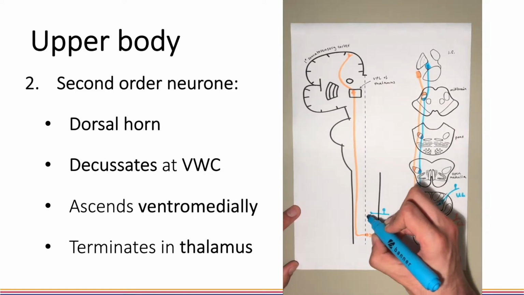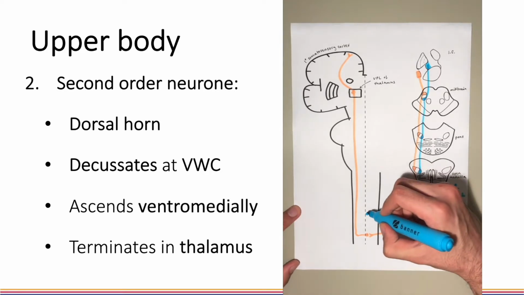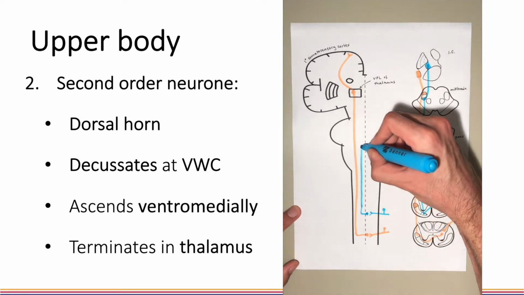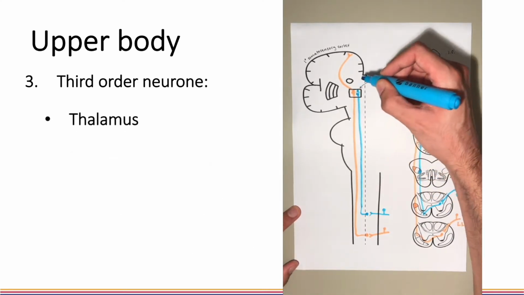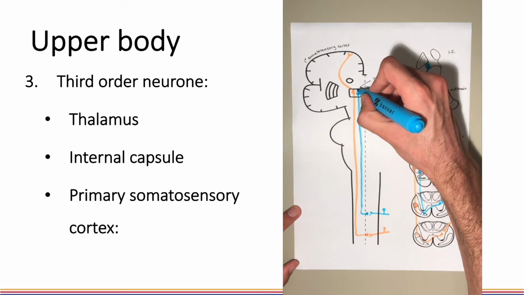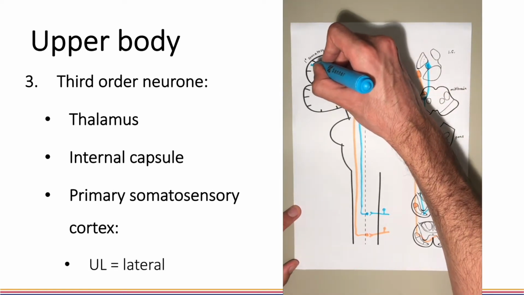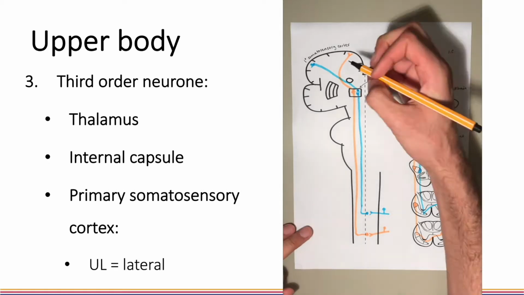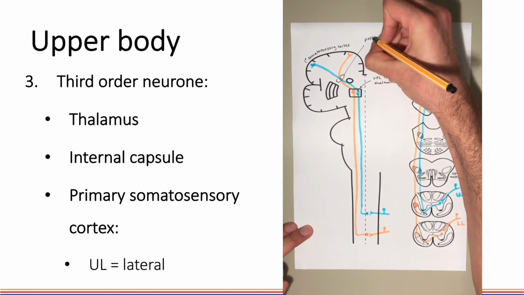Here we can see the second order neuron decussating before ascending to the thalamus. In the thalamus, it synapses with the third order neuron, which is relayed to the lateral part of the somatosensory cortex. From the thalamus to the somatosensory cortex, the fibers are carried through the posterior limb of the internal capsule.